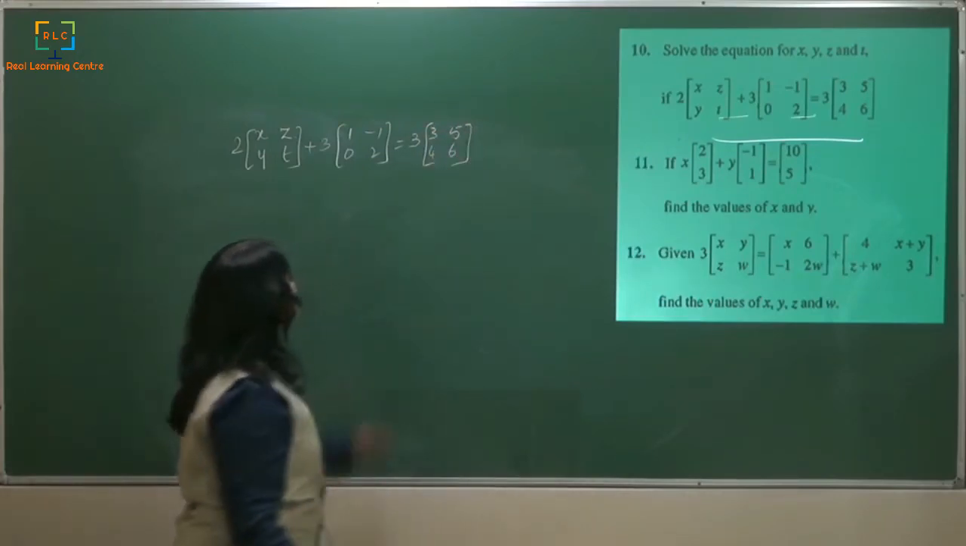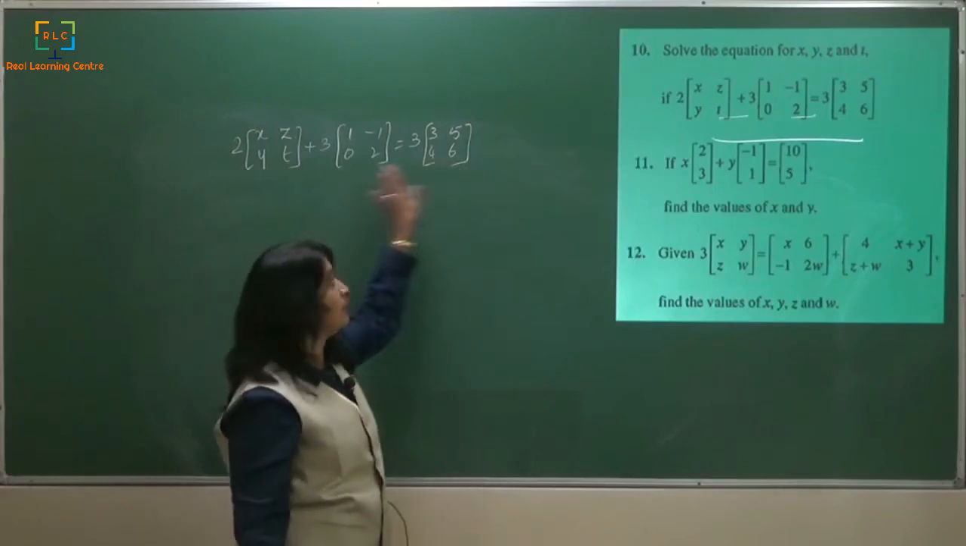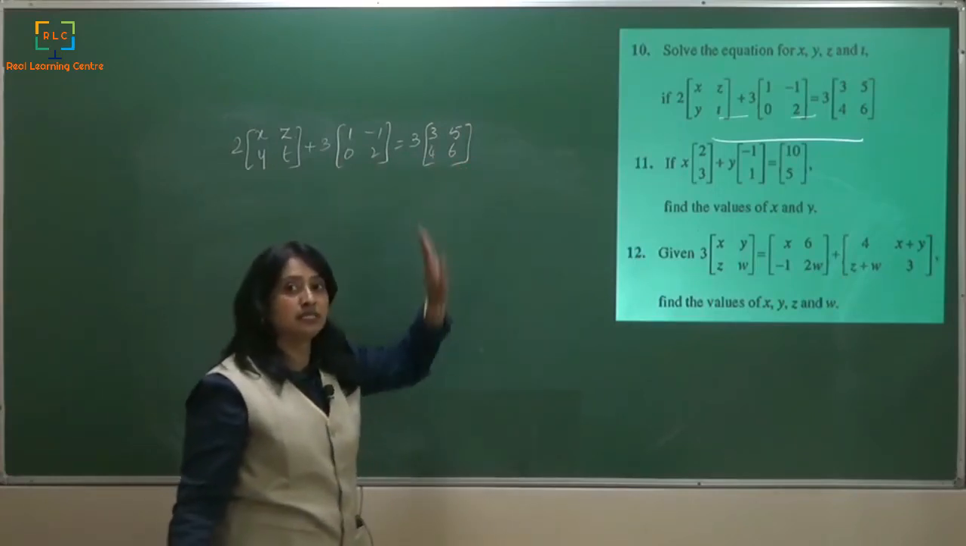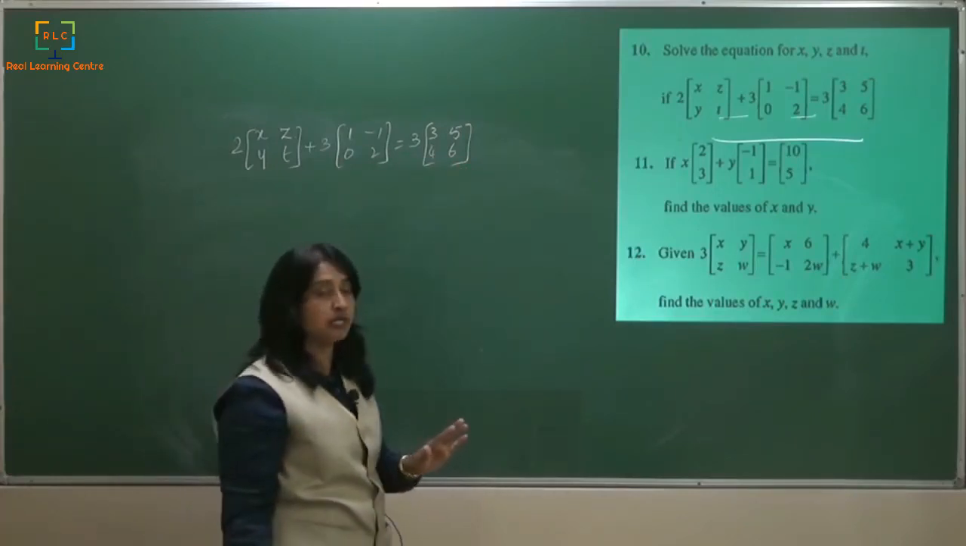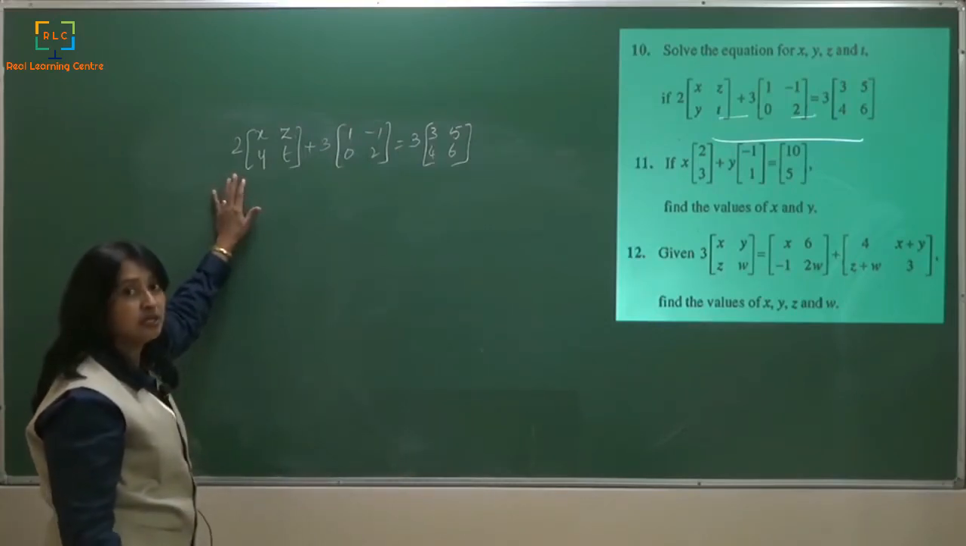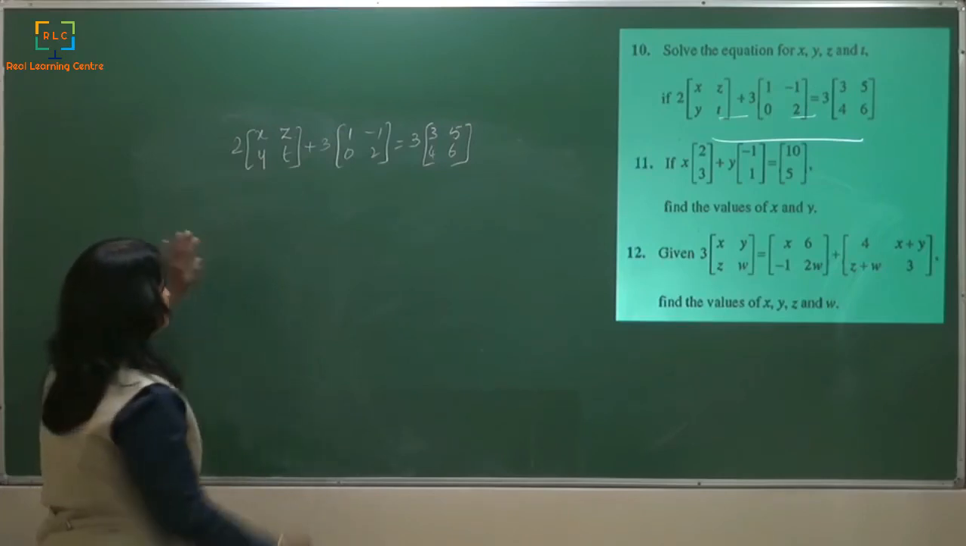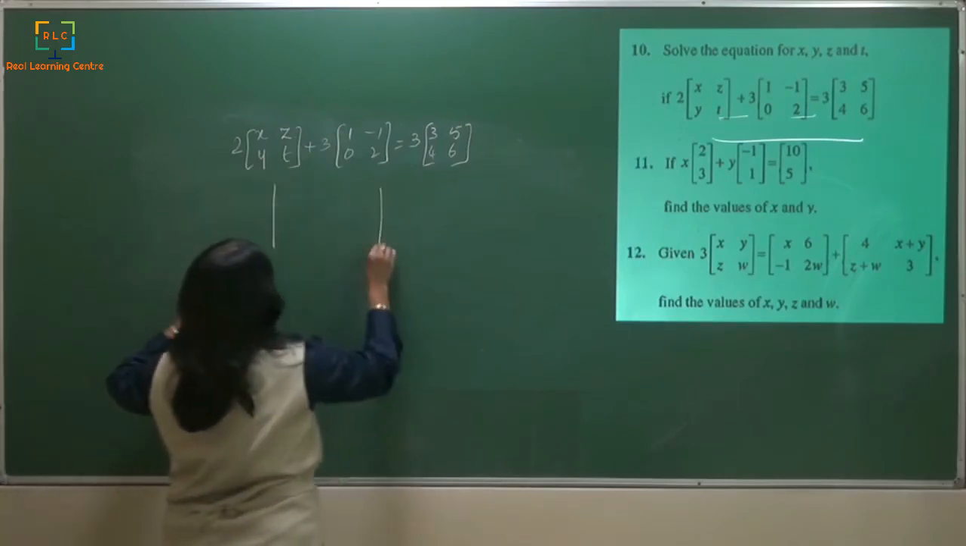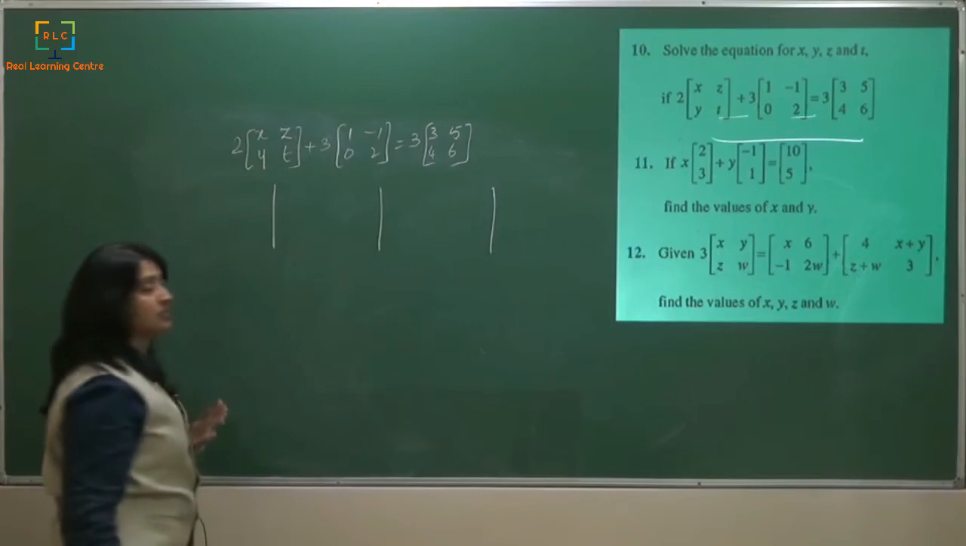I don't want you to multiply the 3 inside, or push one matrix to the other side for subtraction. No, I don't want to do that. I want to find out all these 4 variable values only by simple equations. So we'll divide the page into 4 parts and we'll find out x, y, z, t.